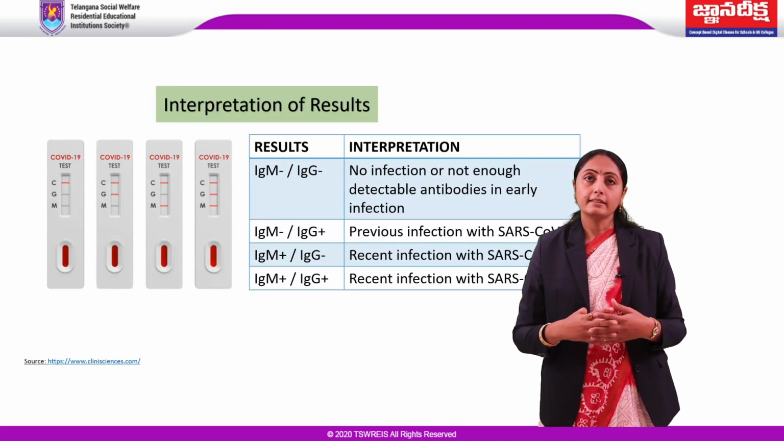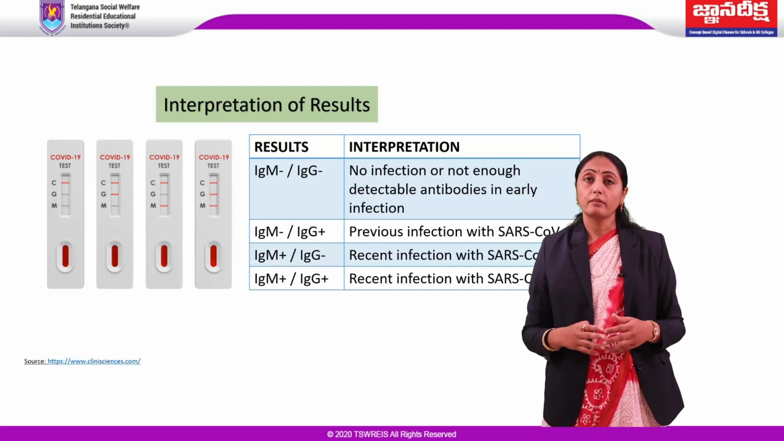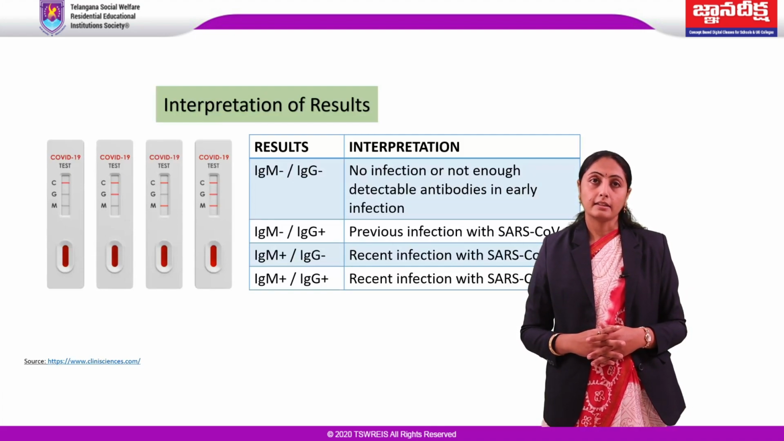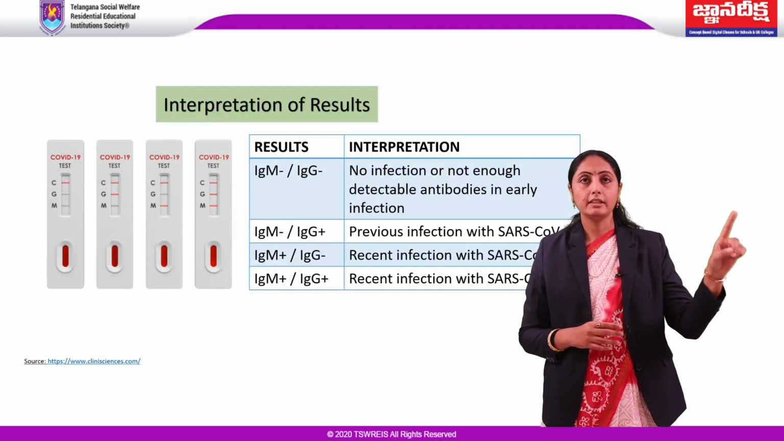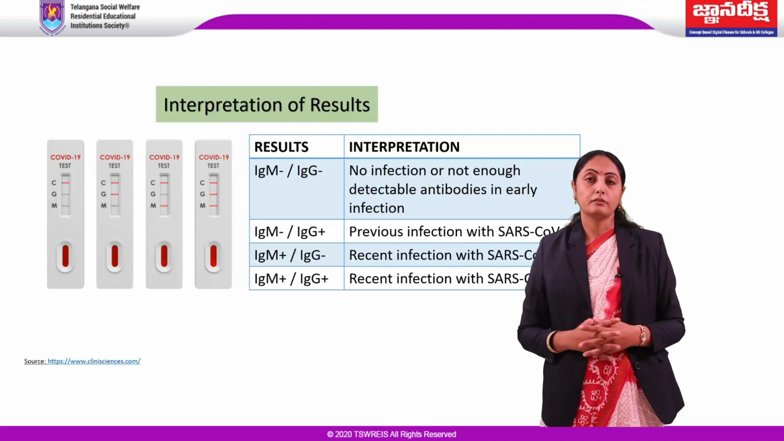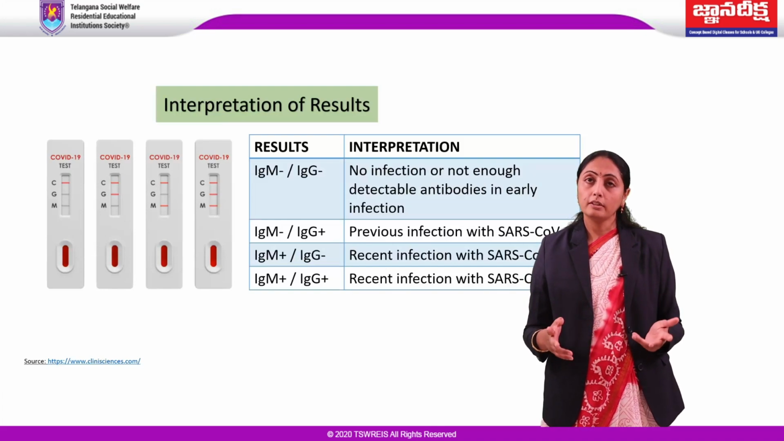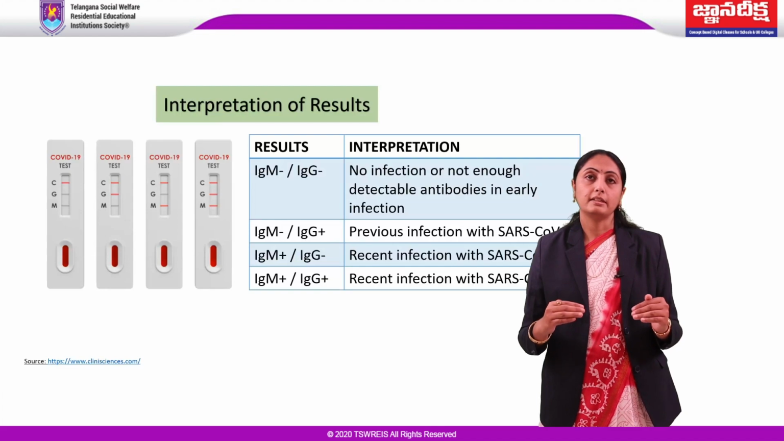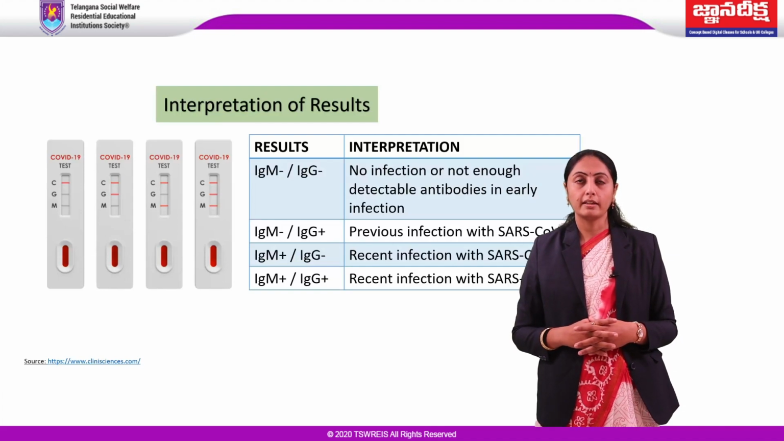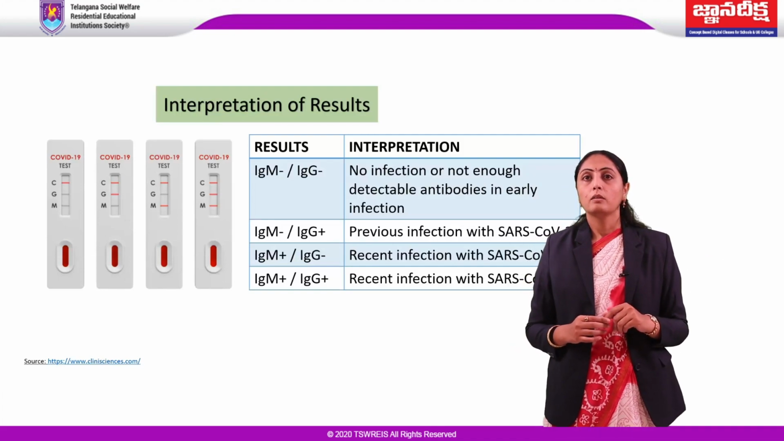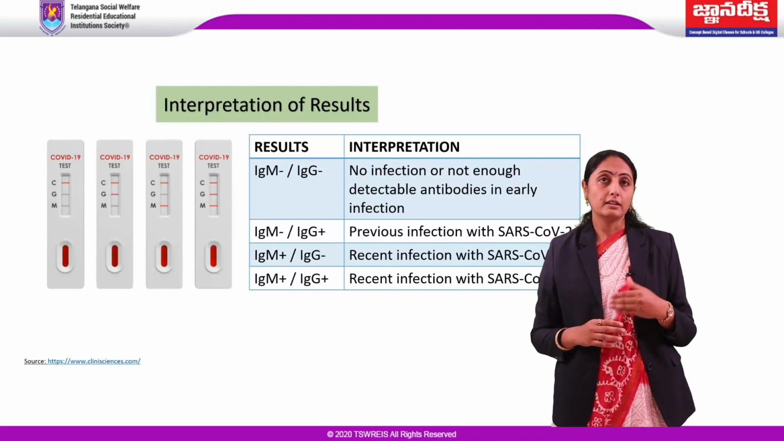If only G test line develops color, it indicates a previous infection with novel coronavirus. If only M test line develops color, it indicates a recent infection with COVID-19. Color at both G and M line also indicates recent infection with COVID-19. No color at both G and M line indicates no infection or antibodies are not present at detectable levels in the blood or serum. Unlike detecting antibodies against coronavirus, there are also other kits available which detect novel coronavirus antigen in nasal swabs. Let us revise what we learned today.